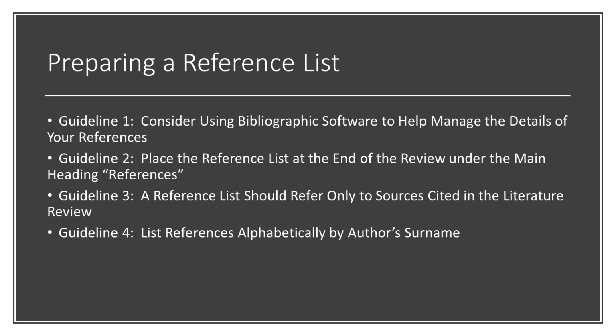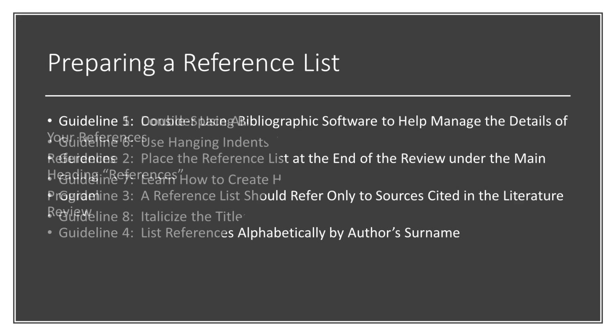Guideline number 3. A reference list should refer only to sources cited in the literature review. So only cite things you actually referenced in your paper. Do not include references that you did not use in your paper. Guideline number 4. Put your reference list in alphabetical order by author's surname. This one's pretty straightforward, but put it in alphabetical order, start with the author's surname, and go from there.